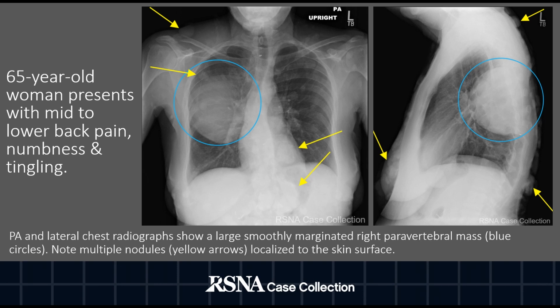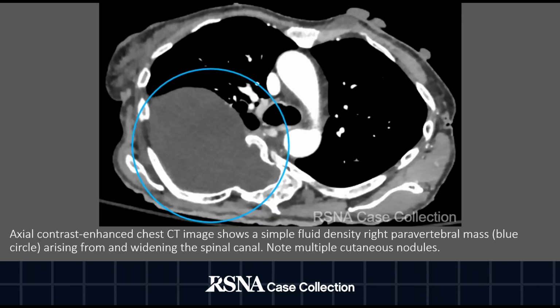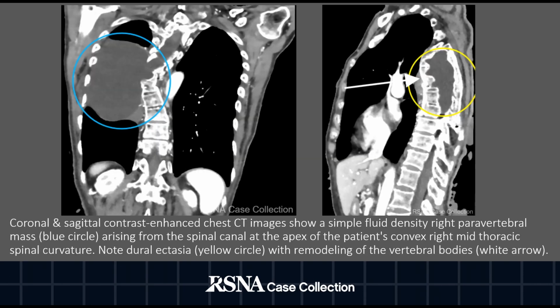Initial PA and lateral chest radiographs show a large, smoothly marginated right perivertebral mass as indicated by the blue circles. Note multiple nodules localized to the skin surface as indicated by the yellow arrows. An axial contrast-enhanced chest CT image shows a simple fluid density right perivertebral mass as indicated by the blue circle, which is arising from and widening the spinal canal, and again note the multiple cutaneous nodules.